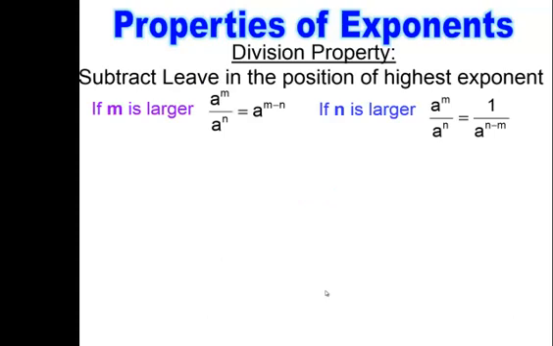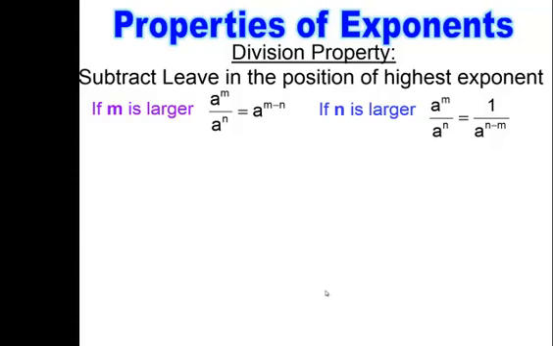So the next property is division property. So division property works the opposite of multiplication. Instead of adding exponents, you subtract exponents. Now you want to subtract and leave it in the position where the higher exponent is, because you don't want negative powers. So if you subtract the top from the bottom and the bottom has a higher number, you're going to end up with a negative power.